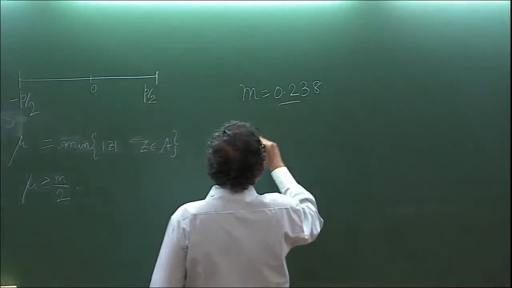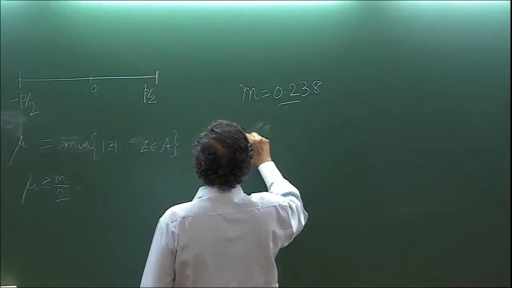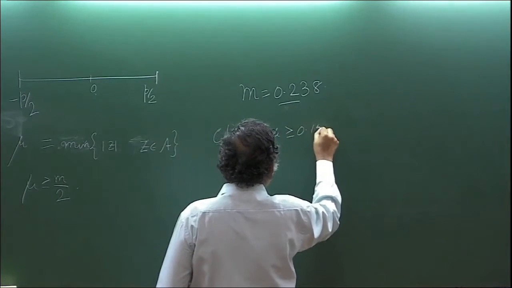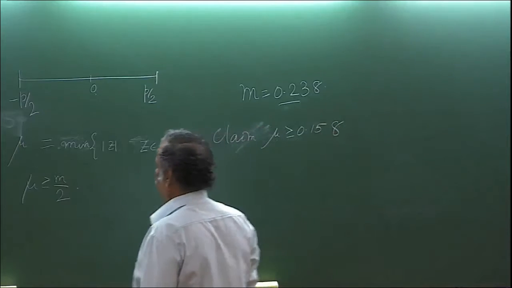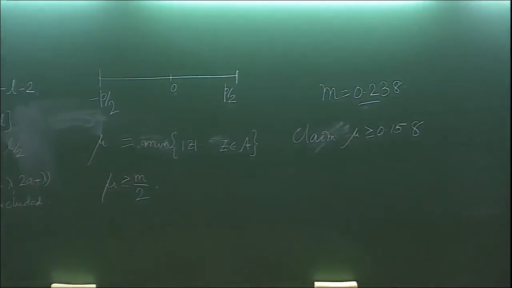Therefore, in this case, I claim that one can improve mu to be bigger than or equal to 0.158, which would be bigger than m over 2, given the fact that m is equal to 0.238. Since m is 0.238, m over 2 will be only 0.119, and this is what I want to claim. How do we prove that?